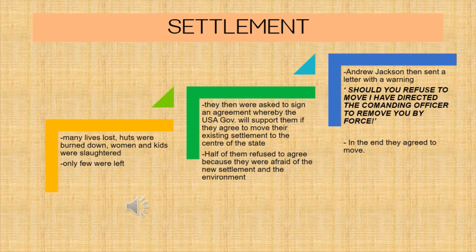And then if you look at the green color, they were asked to sign an agreement whereby the USA government will support them if they agree to move their existing settlement to the center of the state. Half of them refused to agree because they were afraid of the new settlement and the environment. So since there were still few left, the USA government made an agreement. If we want you to move from Florida, we are giving you another place in USA. You have to move, and we will support you. Don't worry, we will give you money.